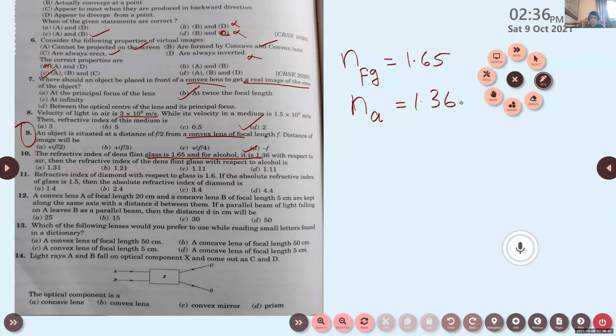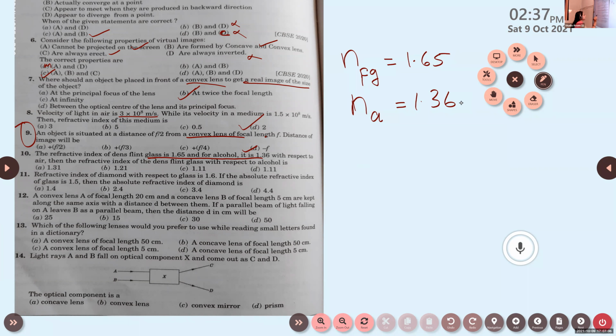Ma'am, we can divide the refractive index of flint glass by the refractive index of alcohol. So we know that in the case of refractive index, we have three equations. According to another equation, if the refractive indices of the two media are given, we can take their ratios in order to find out the refractive index of one medium with respect to the other.